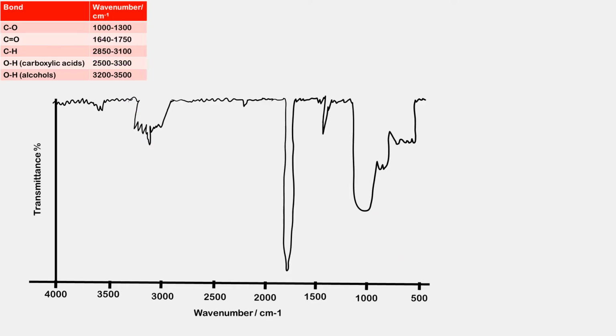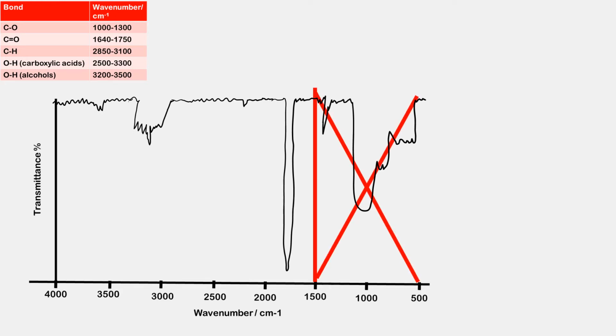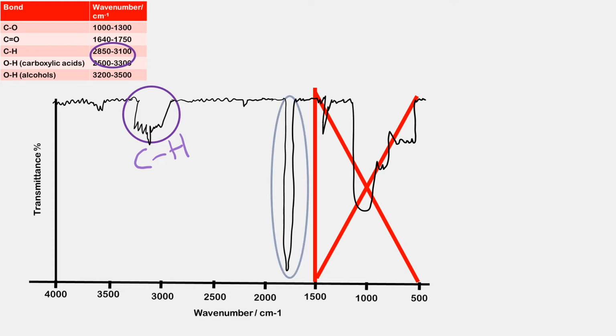So here's another one. Again, get rid of the fingerprint region. Now this time we have two significant peaks. No surprise to anyone that the CH peak is here, as it's in most organic molecules. The new peak is a sharp one between 1640 and 1750, which corresponds to a C double bonded O.